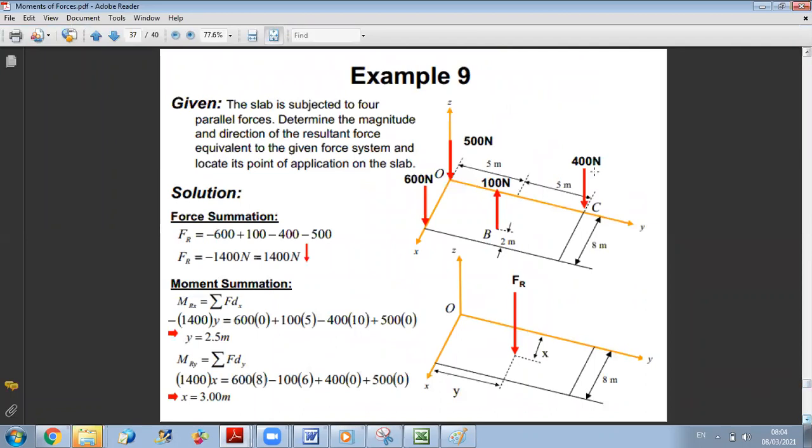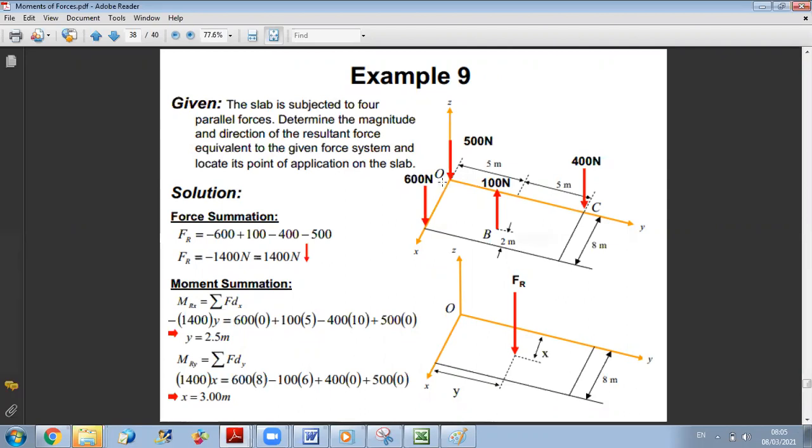So last time you were doing this problem. The slab is subjected to 4 parallel forces. Determine the magnitude and direction of the resultant force equivalent to the given force system and locate its point of application on the slab. So here you have a plate and it is subjected to several forces, but all forces are in z direction, okay?